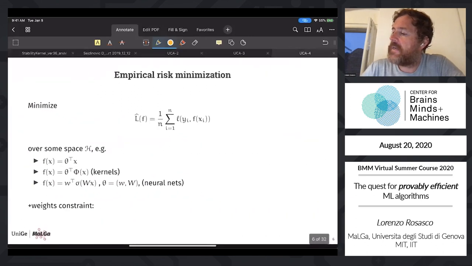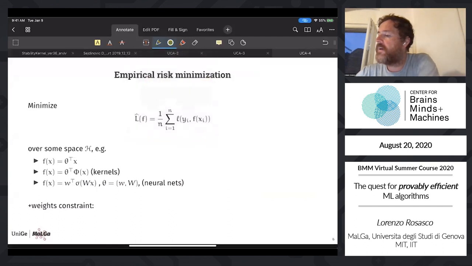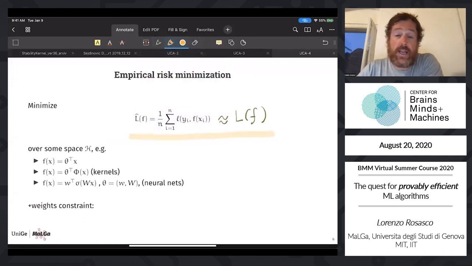Okay, so the basic idea here is that we are going to replace the true risk with this approximation. So we take the empirical average as an approximation of the true risk. This is a very natural idea. It's like a Monte Carlo estimate, if you wish, of the true expectation. It's just an empirical average that estimates the true expectation. And then we're going to minimize this.